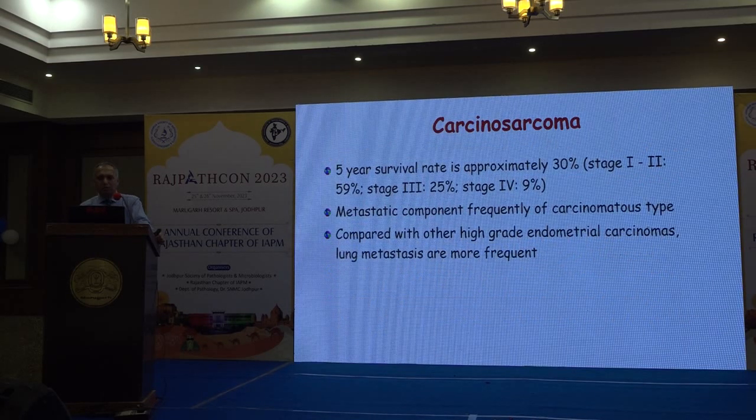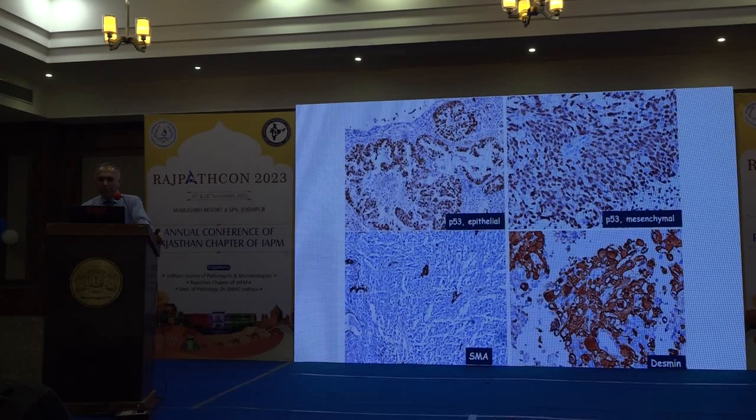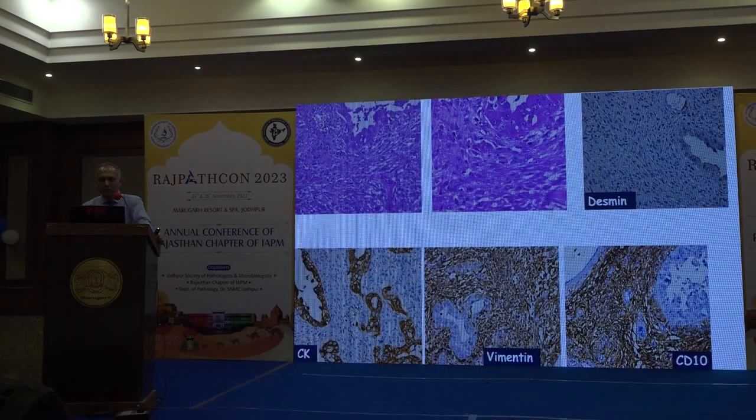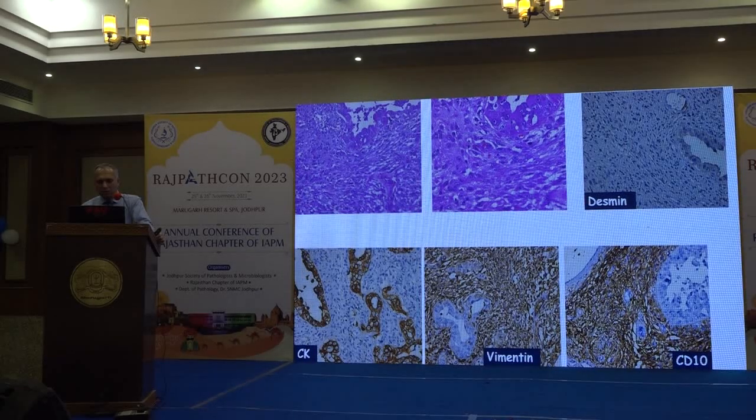And the survival depends on the stage. Higher the stage, more dismal is the outcome. And compared with high-grade endometrial carcinomas, they are having more frequent lung metastasis. These are some examples where we did some IHCs. Some people consider desmin as a prognostic factor. The higher the expression of desmin, the poorer is the outcome.